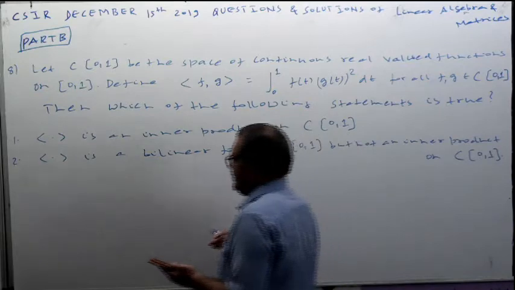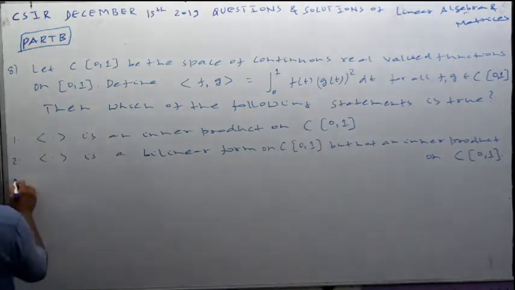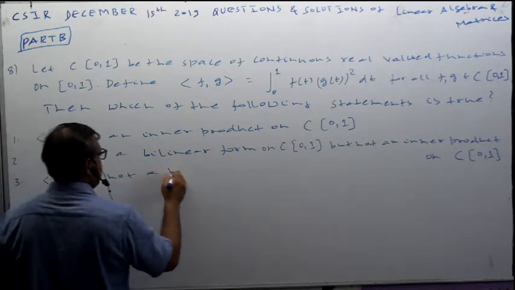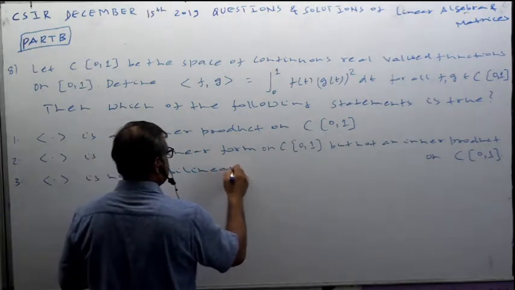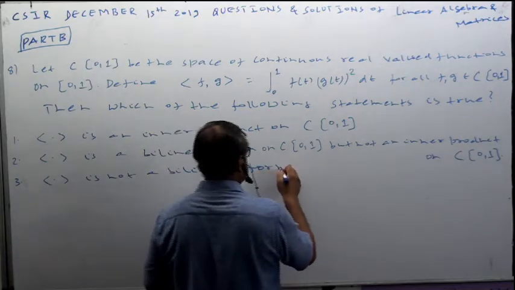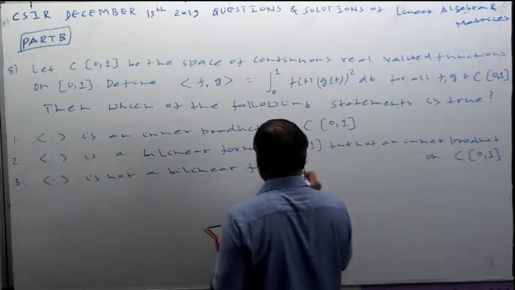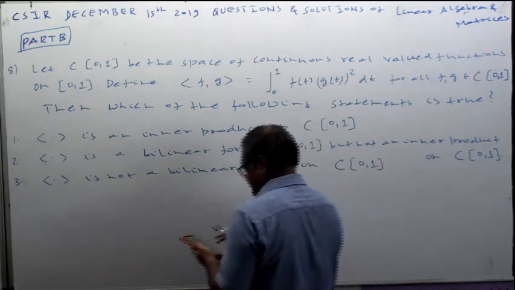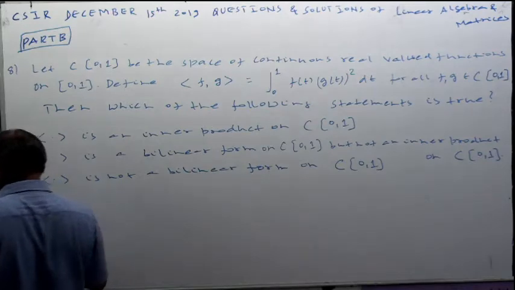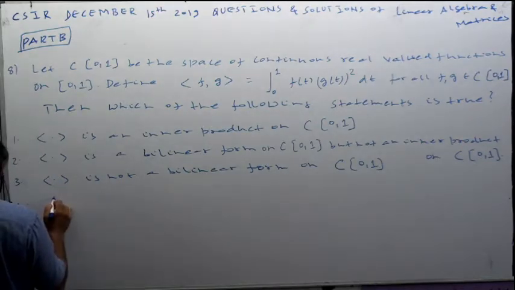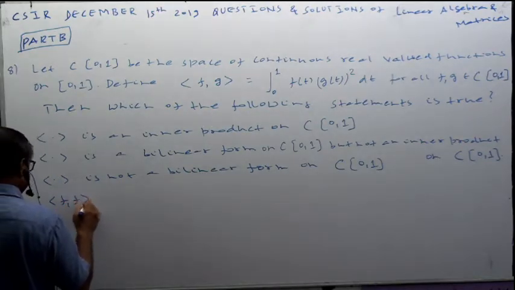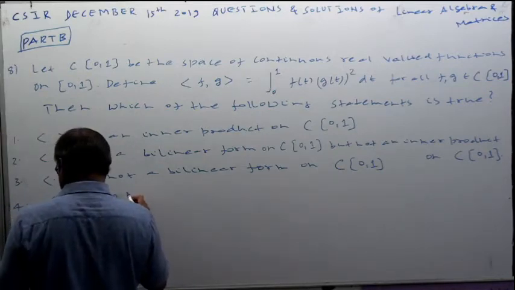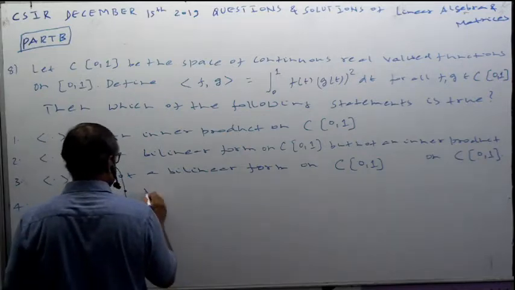This is not a bilinear form. Third one is not a bilinear form on C01. Last is that ⟨f, f⟩ is greater than or equal to 0 for all f belonging to C01.